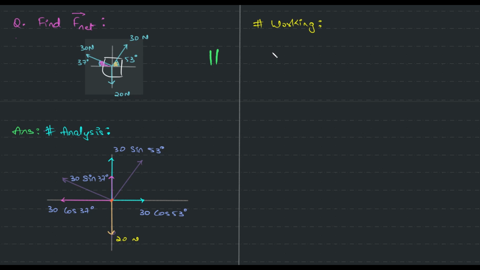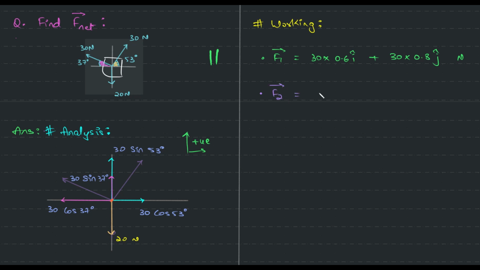So first thing first, let's figure out your forces in vector form. So we have 30 into 0.6 i cap, right? Cos 53 is 0.6 approximately. Then we have plus 30, right now we are going with up and right as positive, guys. So this is sine 53, 0.8 j cap Newton.